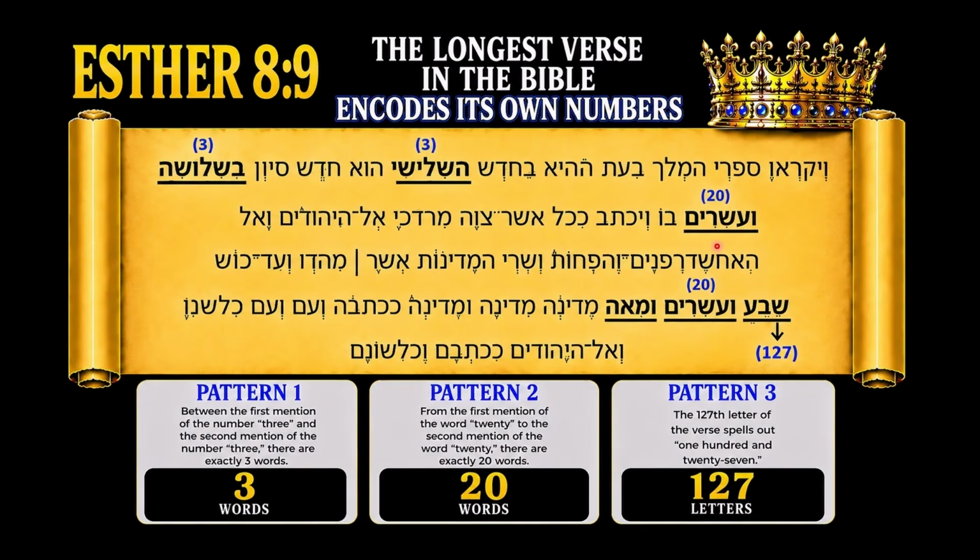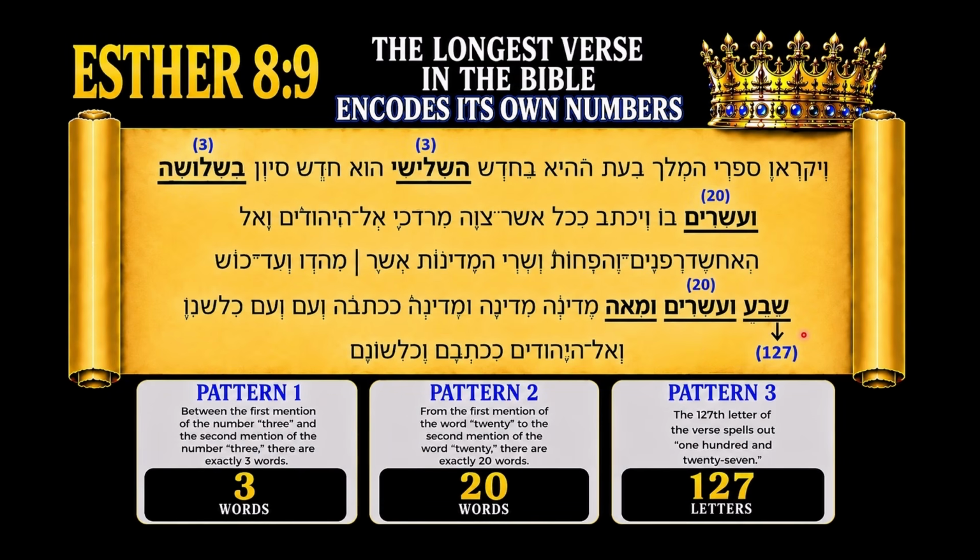Moving on to the second self-reinforcing pattern, we see the number 20 mentioned twice, esrim and esrim. Esrim means 20 in Hebrew. From the first mention of the word 20 to the second mention of the word 20, there are exactly 20 words. 1, 2, 3, 4, 5, 6, 7, 8, 9, 10, 11, 12, 13, 14, 15, 16, 17, 18, 19, 20.